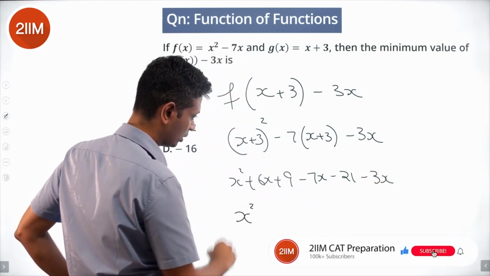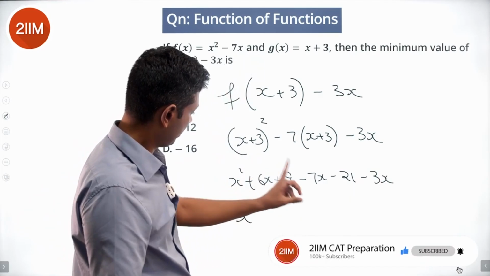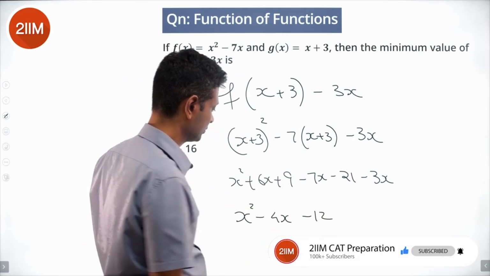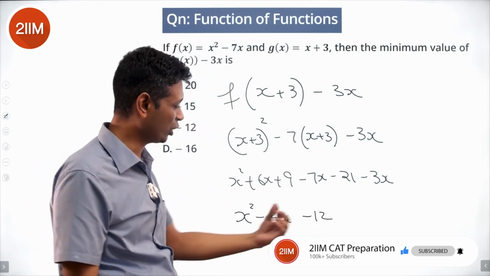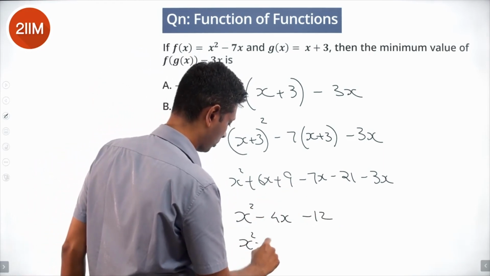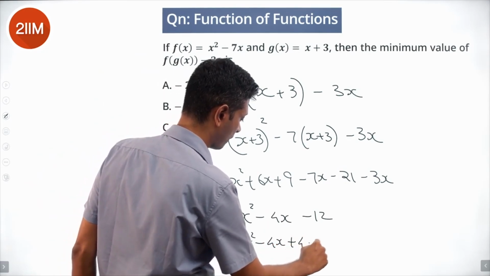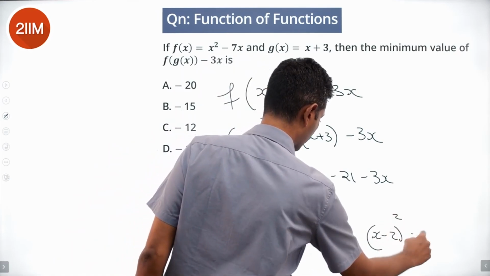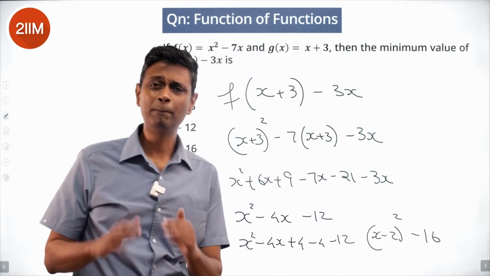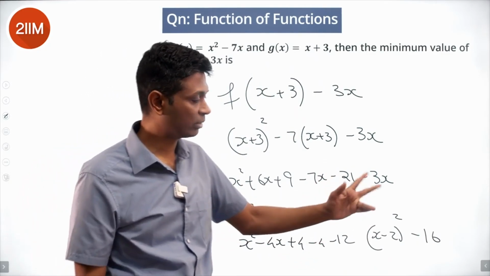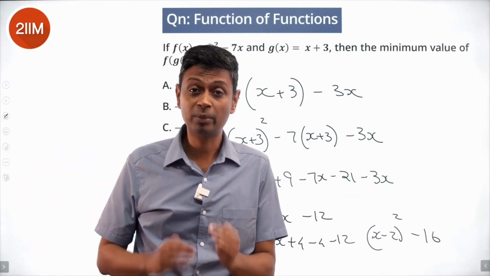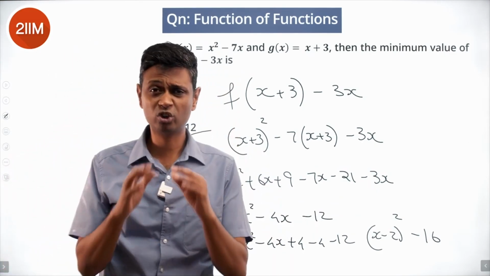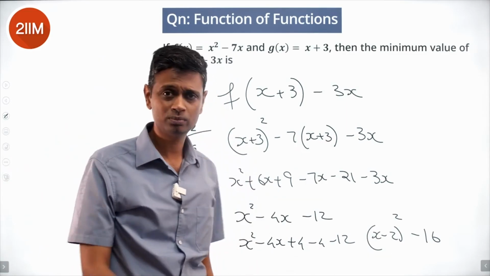This is x square, 6x minus 7x is minus x, minus 4x, minus 12. Simple completion of square. X square minus 4x plus 4. This is x square minus 4x plus 4 minus 4 minus 12. This is x minus 2 the whole square minus 16. We want to find the minimum possible value of x minus 2 whole square minus 16. That can happen when x minus 2 whole square goes to 0. The value will be minus 16. Complete the square. Think of it as a square plus a balancing term. We are through. Freebie.